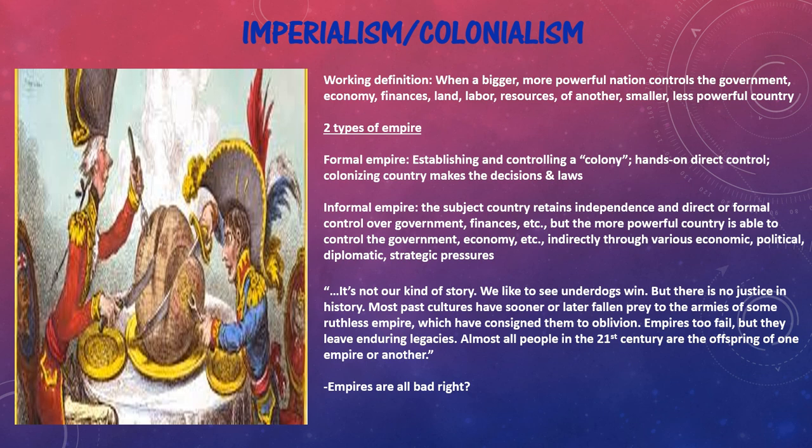There are two types of empire. Formal empire is the one we usually think of as empire, which is about colonies, colonialism, establishing and controlling a colony with hands-on, direct control. The colonizing country makes the decisions and makes the laws. So this is a more hands-on, direct form of control of getting what you want, in which you govern the country.